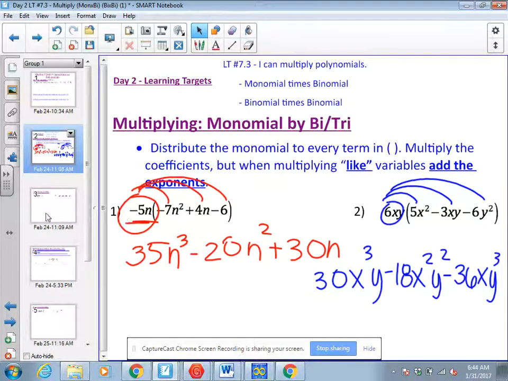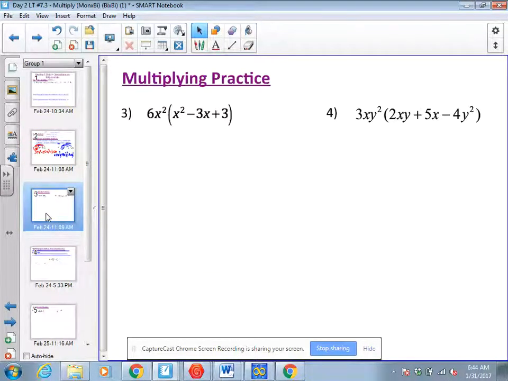Okay, let's try a couple more. I want you to go ahead and hit pause here so you can try this yourself. I'm just going to give answers this part.